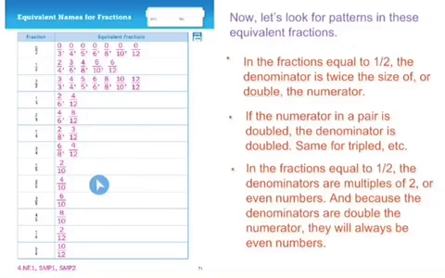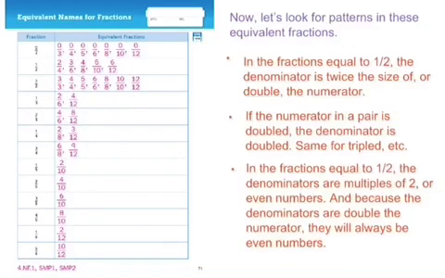If the numerator in the pair is doubled, the denominator is doubled or tripled. So for this, 6 doubled is 12. Well, if I'm going to double the bottom, I'm going to double the top as well. So 2 doubled is 4. If I want to do it again, 12 doubled would be 24. 4 doubled would be 8. So I could say then I've got 8/24ths here as well. So that's something you should be able to notice.